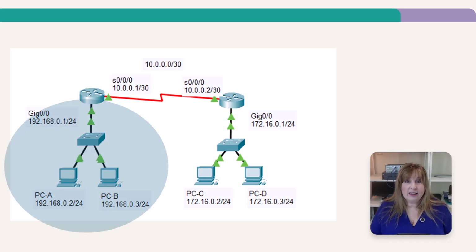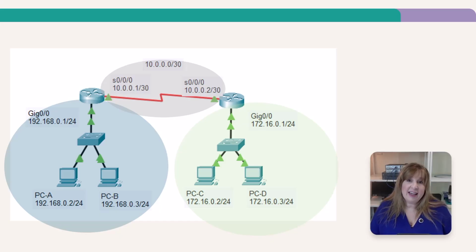We have the 192.168.0.0/24 local area network that's connected off of gigabit Ethernet 0/0 to router 1. We have another local area network, 172.16.0.0/24. This local area network is connected off of gigabit Ethernet 0/0 on router 2. Then we also have a point-to-point network. It's important not to forget about this one.